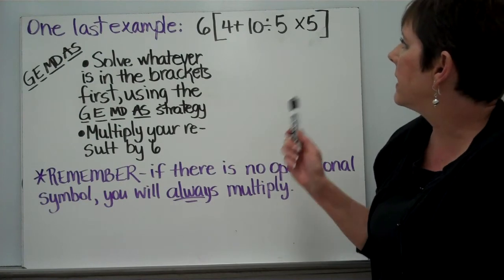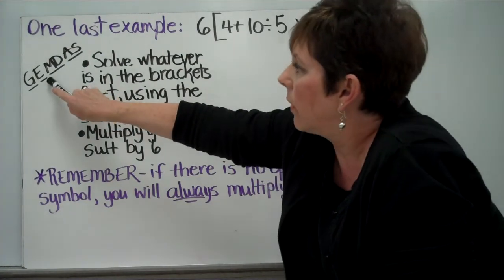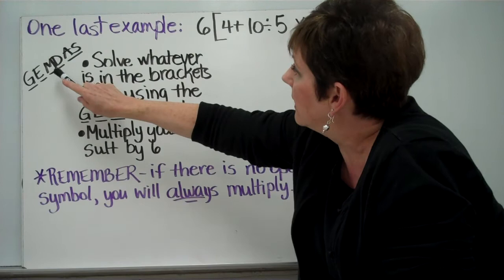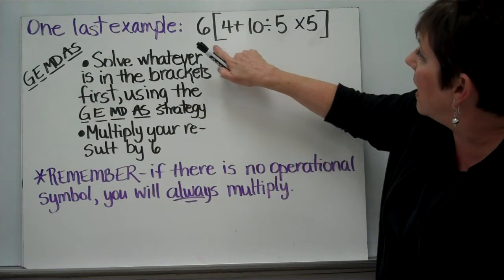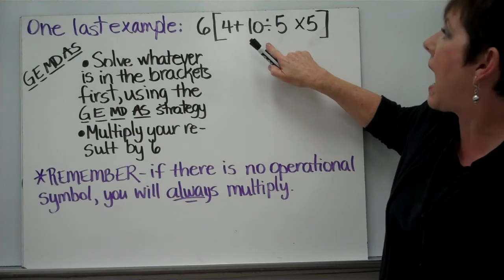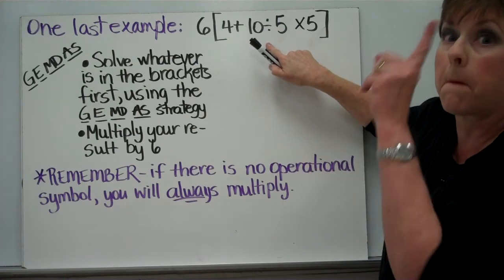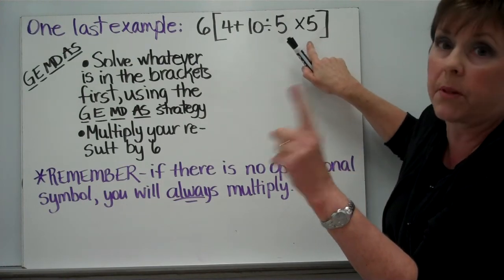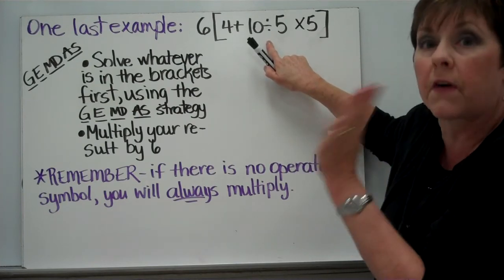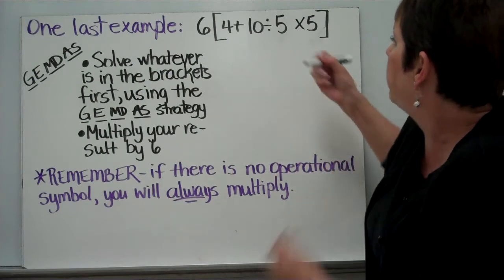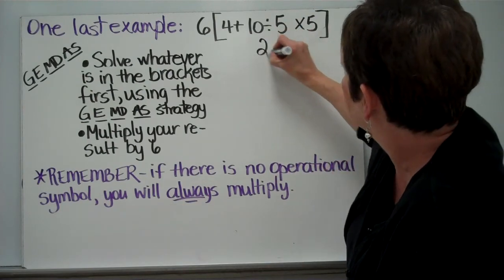All right, let's see. There are no exponents. All right, is there a multiplication or division? Yes, there is. As I go from left to right, I see 10 divided by 5 before I see the multiplied by 5. So I have to divide first because it comes first. So 10 divided by 5 is 2.